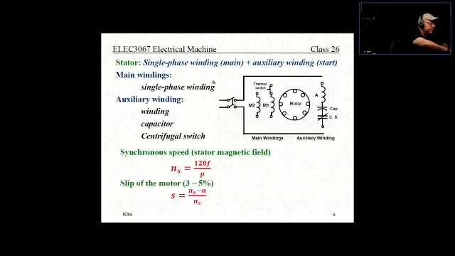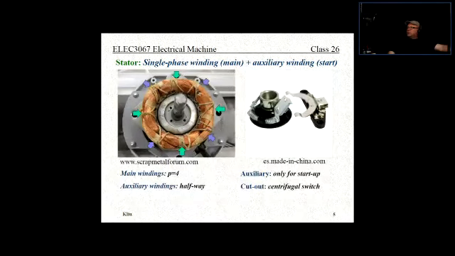All right. So coils. What do we have for coils? Single phase winding: main plus auxiliary winding for start. The auxiliary windings are only used for start. What do we have here? We have the main windings, and you can see two coils, main winding 1 and main winding 2, which would be split in half here, right? Actually, no, they're not split in half. You can use both of them to get better power out of it.